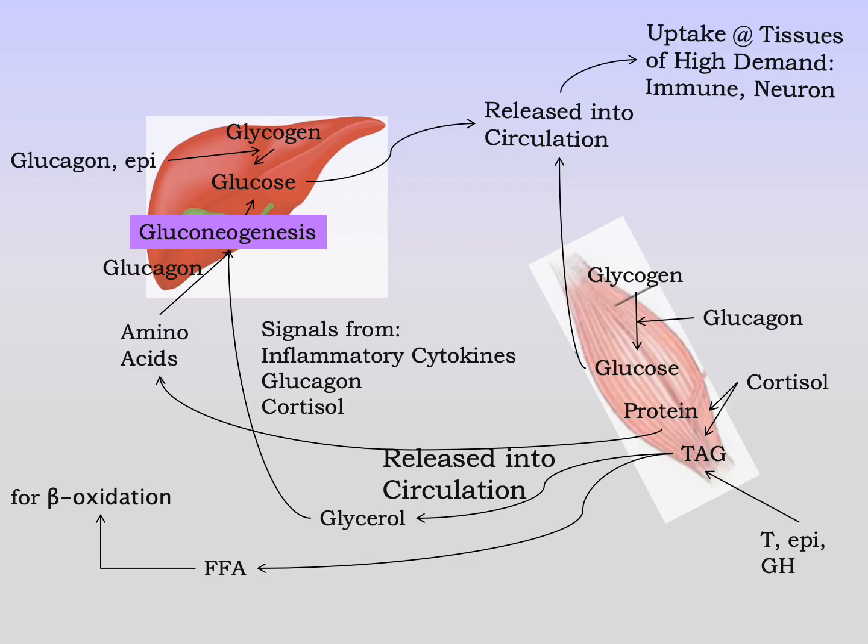At the same time, glucagon and epinephrine will stimulate the release of glucose from glycogen stores. All of this glucose will go into circulation. The glucose that goes into circulation under these conditions does not get taken in at peripheral tissues unless they are glucose obligated tissues. This pathway here is done to ensure that the glucose obligated tissues, immune cells and neurons, have enough glucose in order to maintain their function.